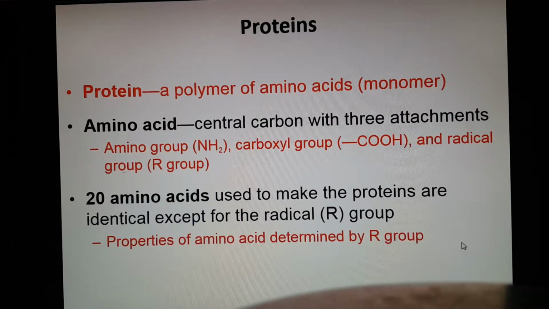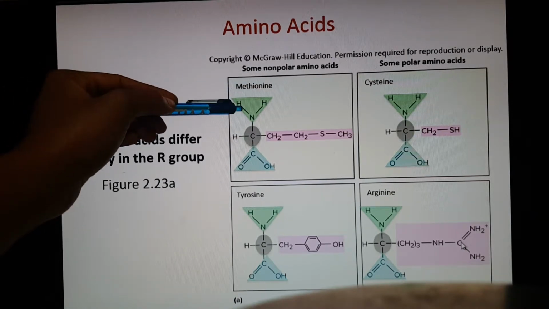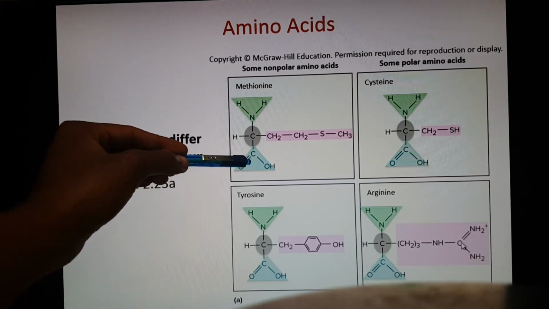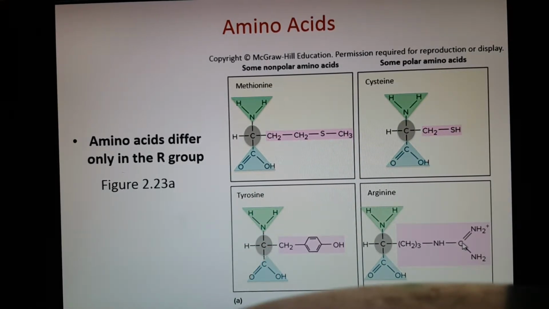So in the body there are 20 amino acids. Some of them are considered essential because they cannot be synthesized inside the body. They have to be taken in through your diet. So here are some examples of your different amino acids, where this section, amino group, central carbon, and your carboxyl group are all the same. And then this pink section are your radical groups that determine the differences in the different amino acids.